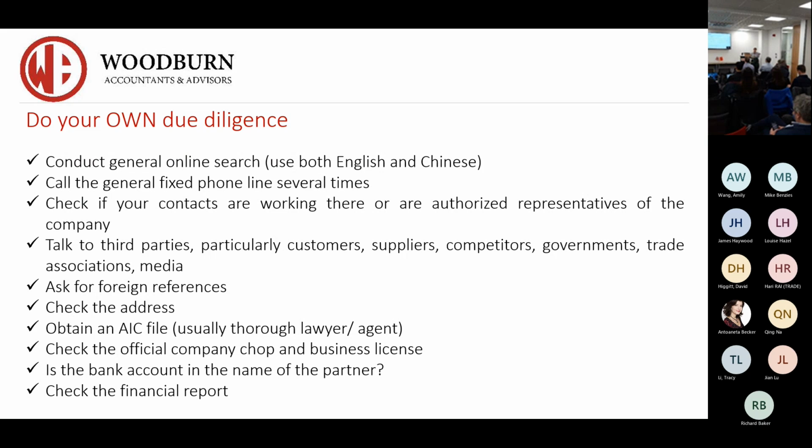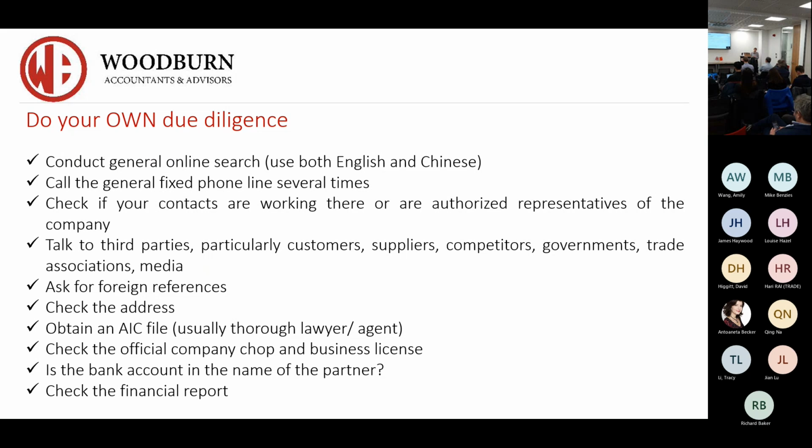And I get it. Now everybody gives WeChat IDs and mobile phones. But generally, if a company of a certain size, they will have a receptionist and they will at least have an answering service available. Talk to third parties. So again, don't be shy, right? Ask for customer lists, ask for references, contact those references, contact suppliers, competitors, trade associations, media, to see whether they know about this company and what their background is.